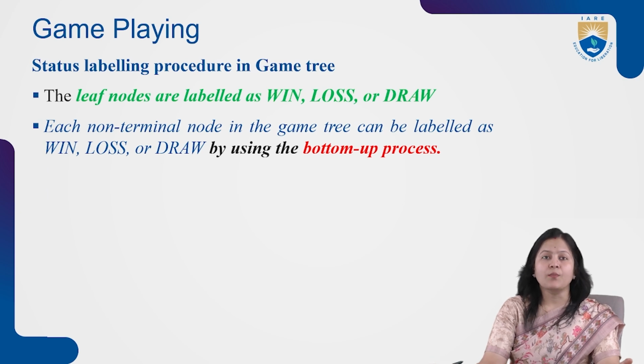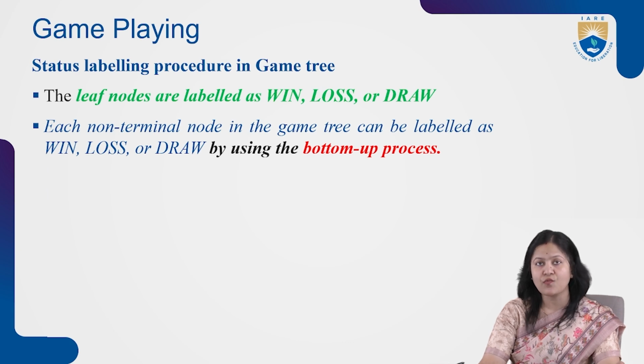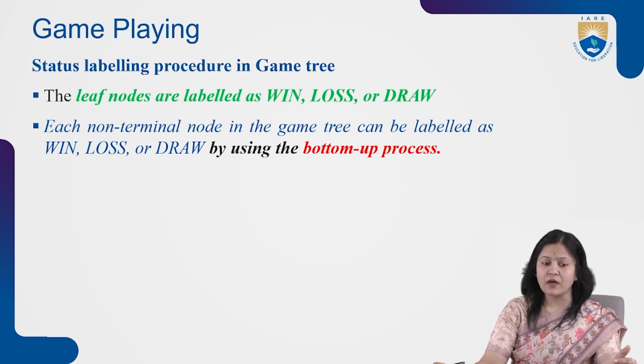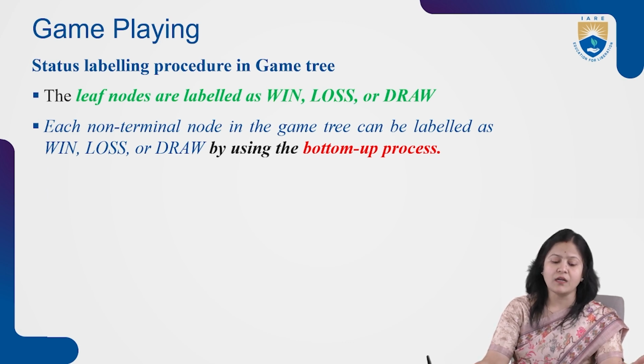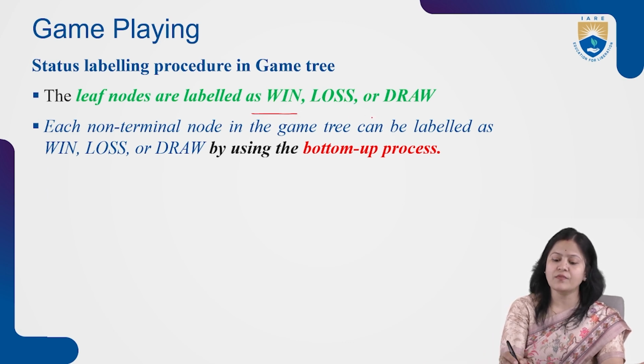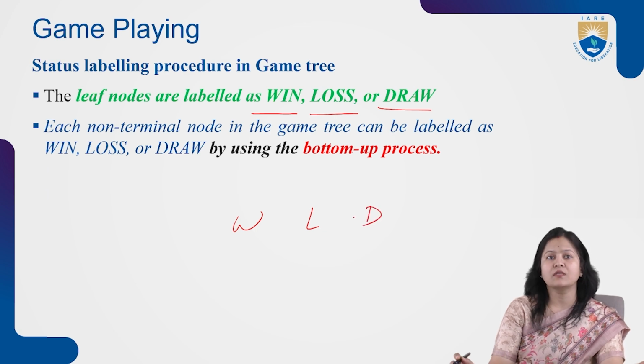Now, let me discuss the status labeling procedure in the game tree. This is a very important concept: how to apply the status for non-leaf nodes if the leaf node statuses are given. Status, in artificial intelligence and game theory, of the leaf nodes can be represented with the help of three symbols: win, loss and draw. Win we can write with the symbol W, loss with the symbol L, and draw using the symbol D.